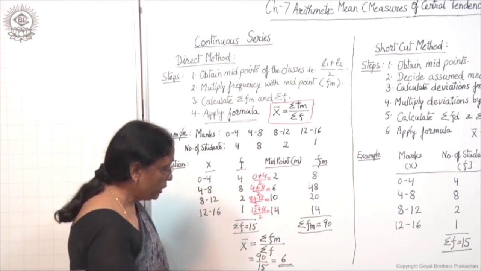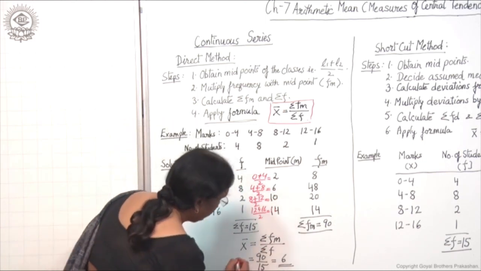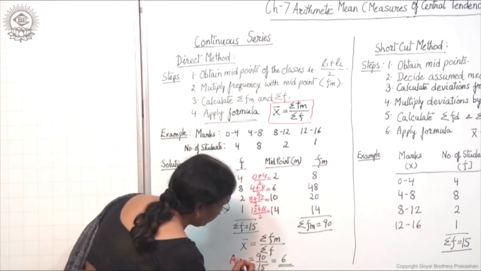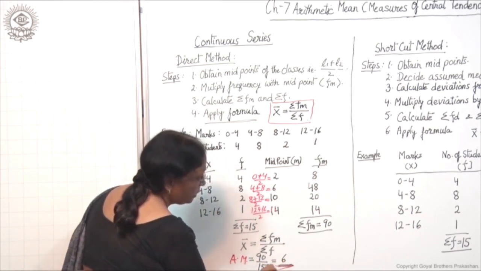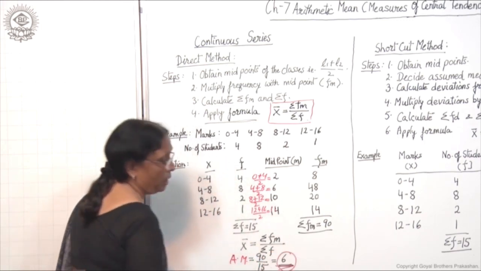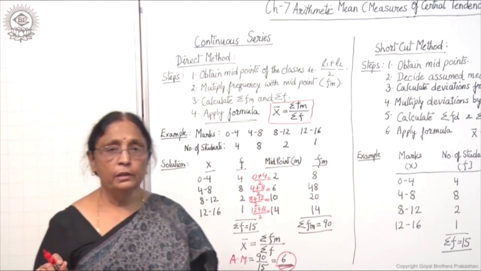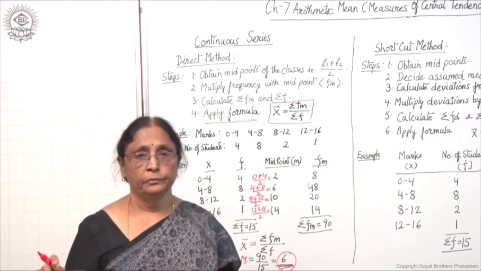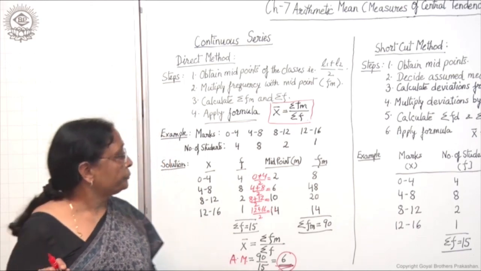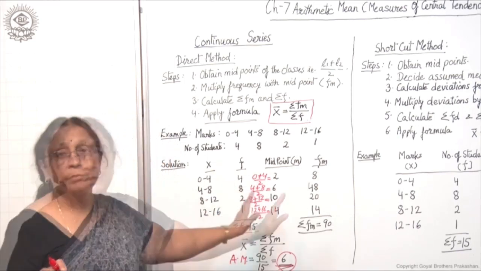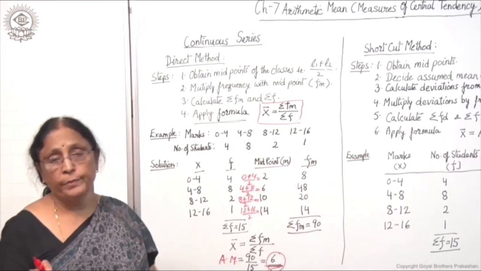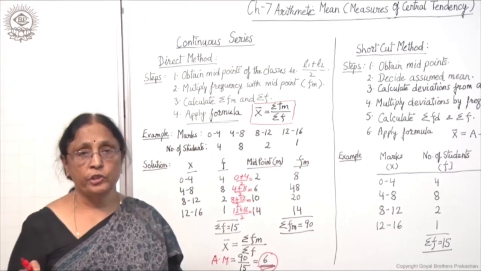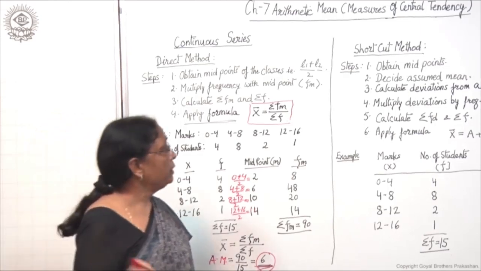Clear? So what is the arithmetic mean? This is x bar, or this is the arithmetic mean. So the arithmetic mean here is 6. This is the answer by the direct method. Clear? Okay. Now the same example I will take to explain to you the shortcut method and step deviation method, right?